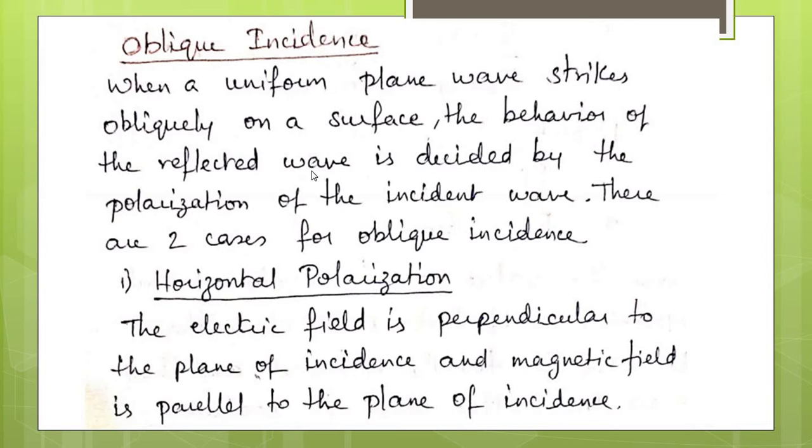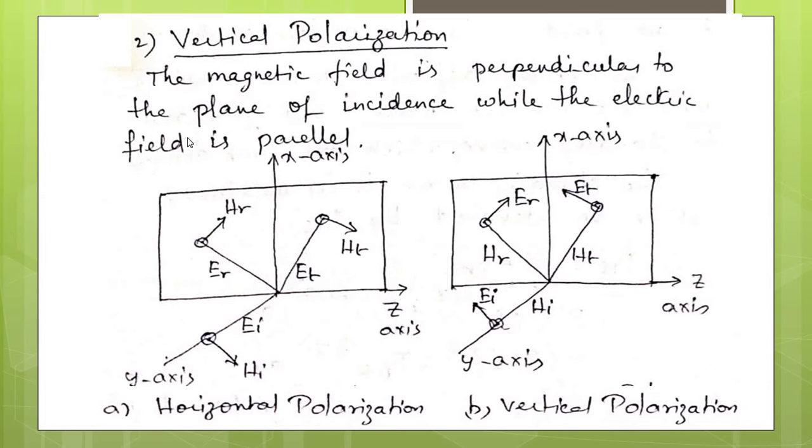The behavior of the reflected wave is decided by the polarization of the incident wave. So we have two conditions for oblique incidence. One is the horizontal polarization, the second one is the vertical polarization. In horizontal polarization, the electric field component is perpendicular to the plane of incidence and the magnetic field component is parallel to the plane of incidence. Whereas in vertical polarization, the magnetic field is perpendicular to the plane of incidence and the electric field is parallel to the plane of incidence.